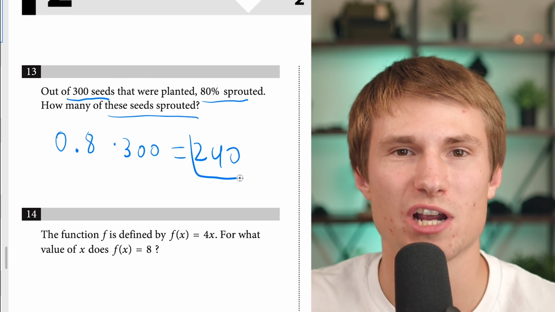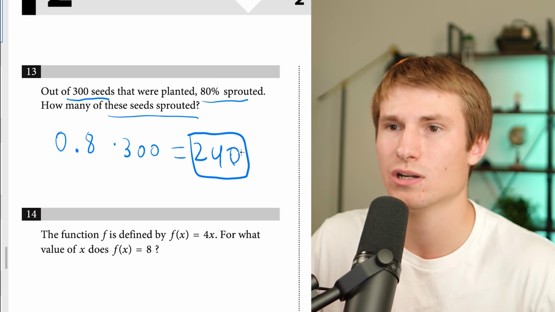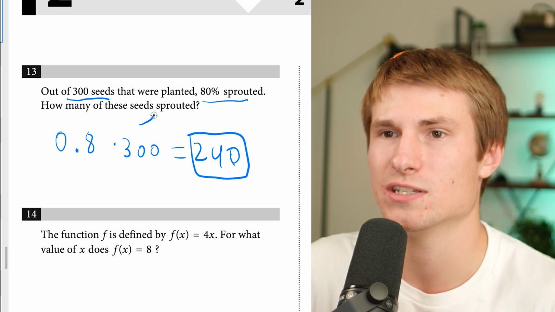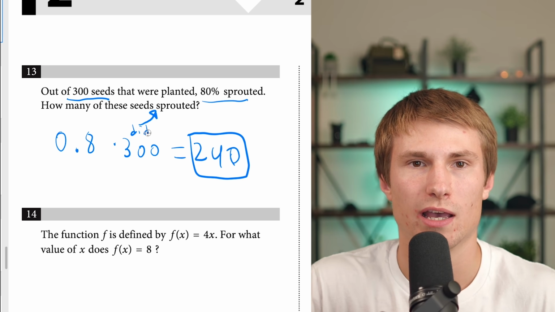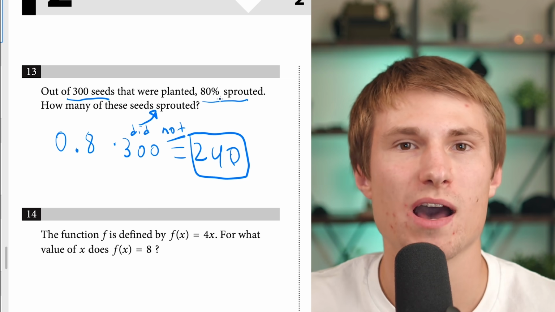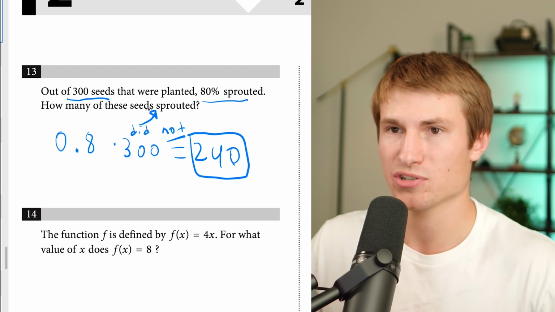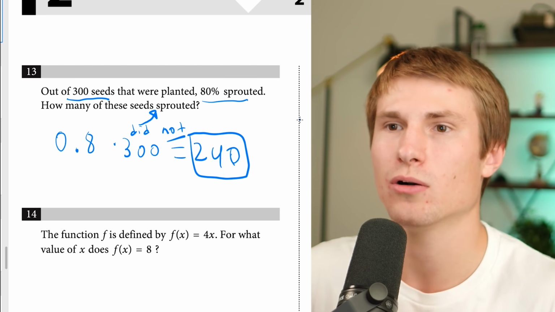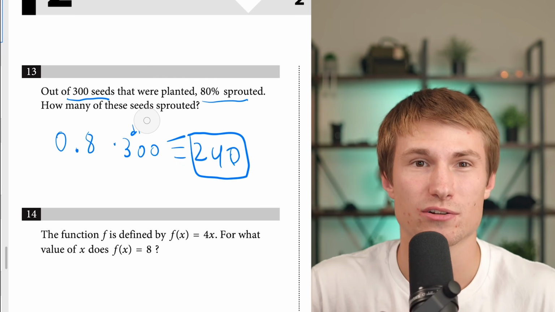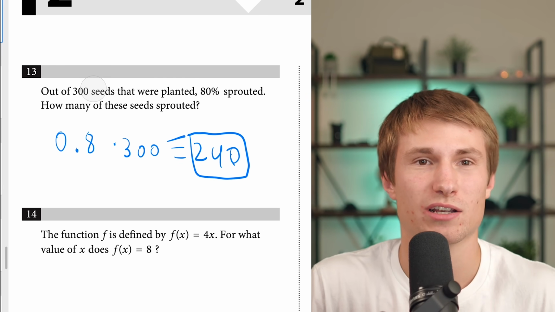Now, what you want to watch out for on questions that are as simple as this one is whether or not the SAT is going to put something like this: how many of these seeds did not sprout? And they would probably underline the word not, because that would change the math, right? If you're calculating for the percent or the amount of seeds that didn't sprout, then you would end up with 60. So that is something you want to watch out for on simple questions on the SAT like this, is whether or not there's something that could trip you up like that.